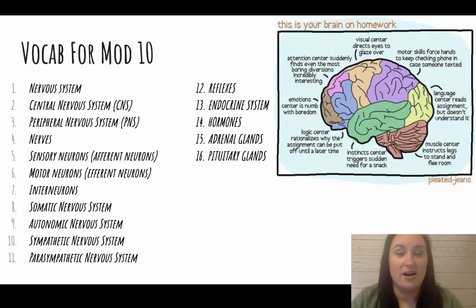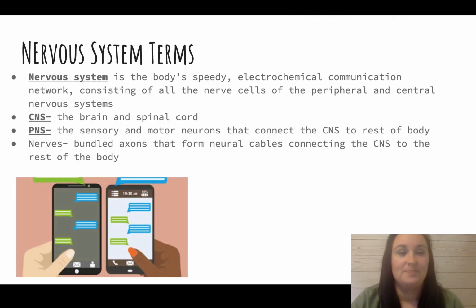And then here are your vocab. So a little bit better than Mod 9, right? So let's get right to it.